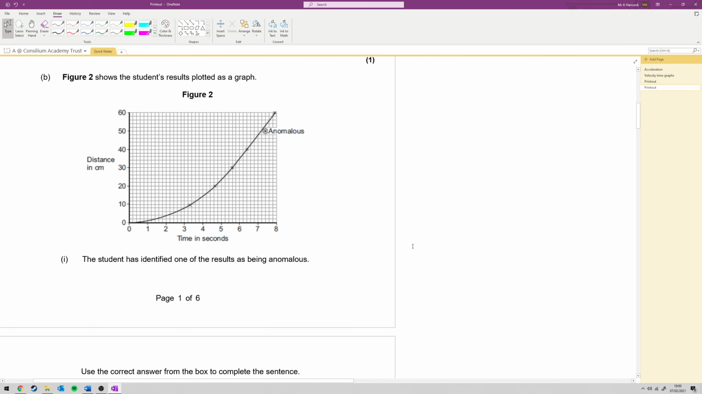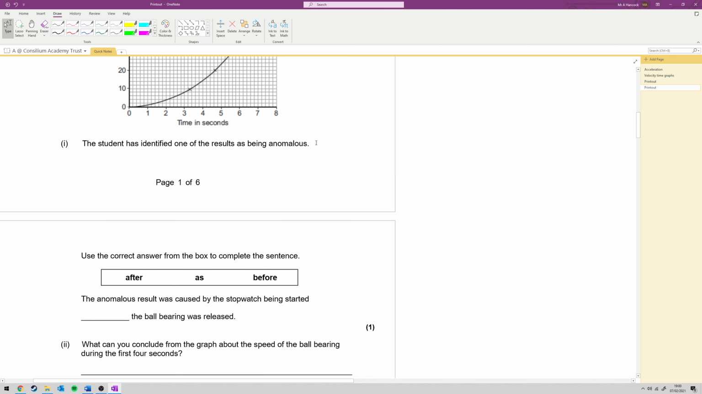So let's have a look at B. Figure 2 shows the student's results plotted as a graph. The student identified one result as being anomalous. So remember, the word anomalous means it does not fit the pattern. The result looks like it's wrong. Look at all these lovely results along the line, then you've got this one result that's kind of like out. That's the word you've got to use. You've got to say anomalous.